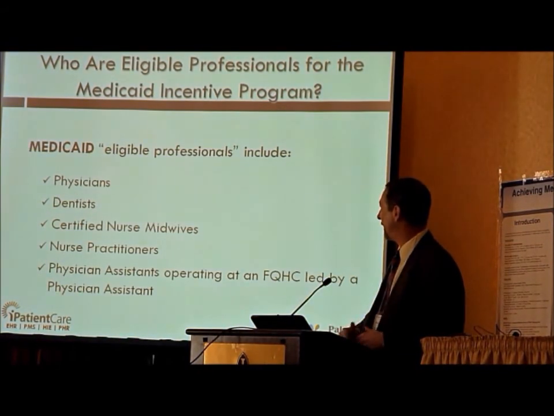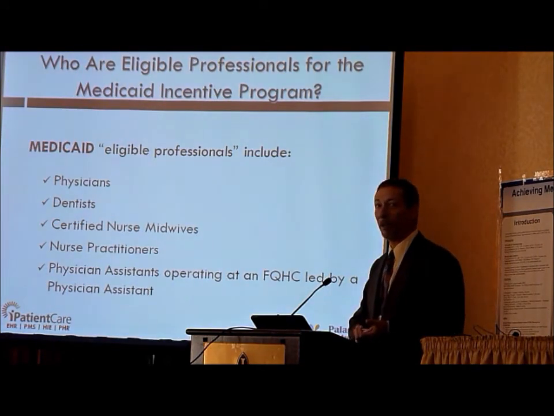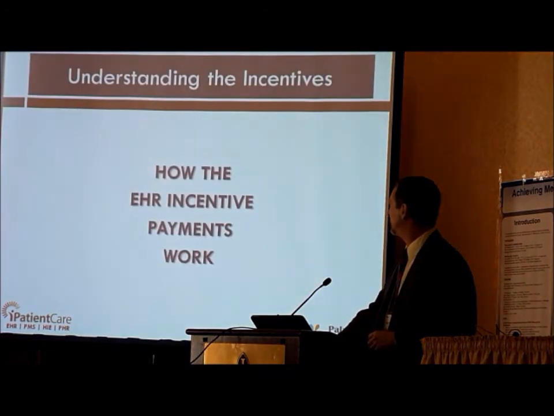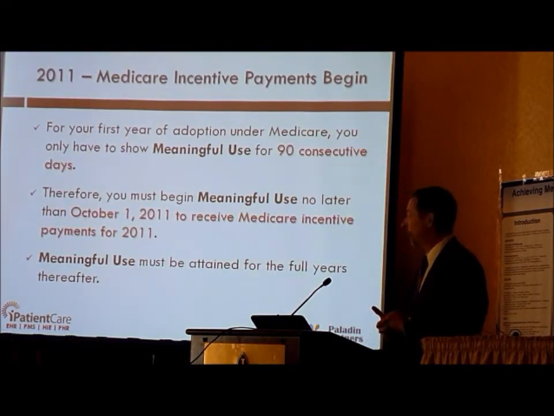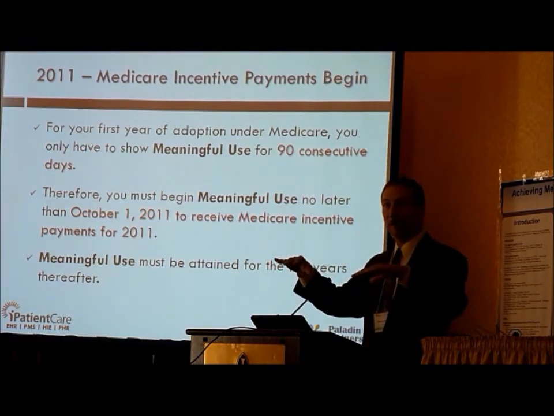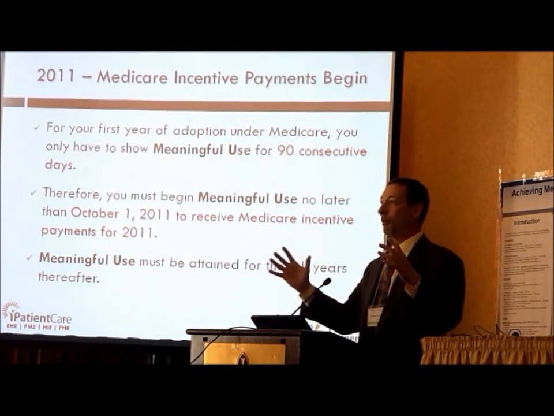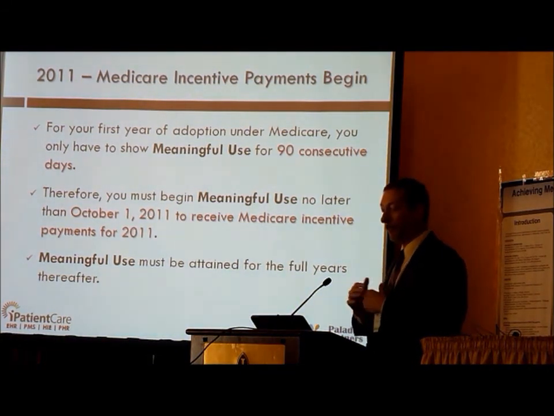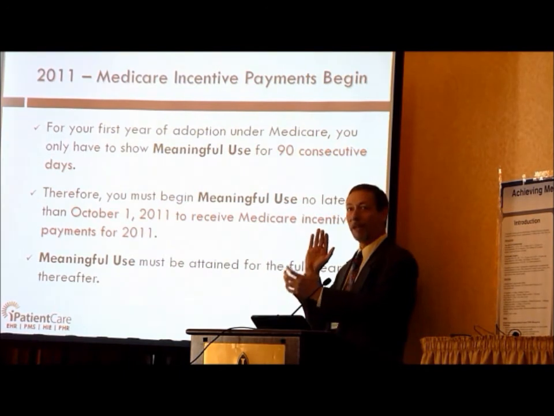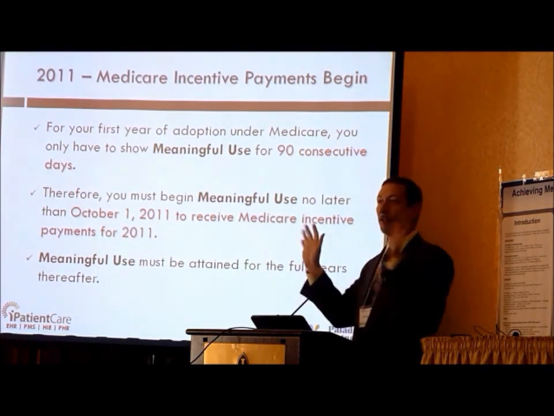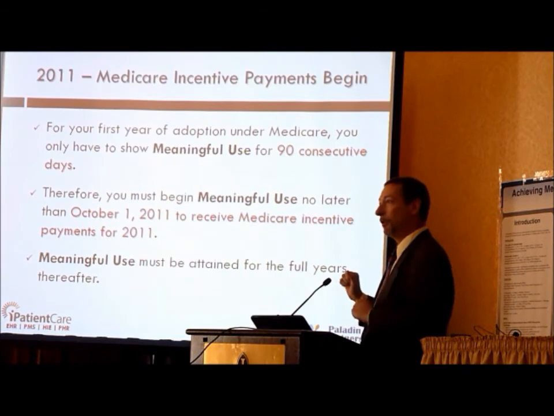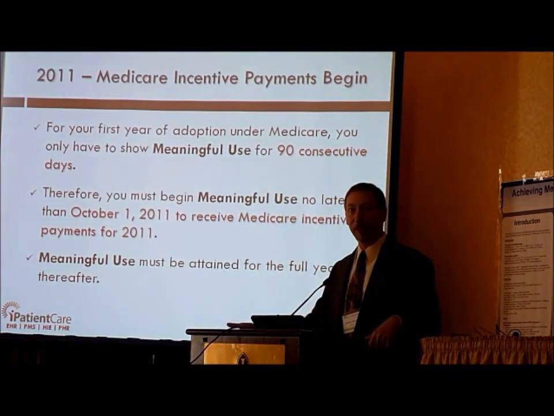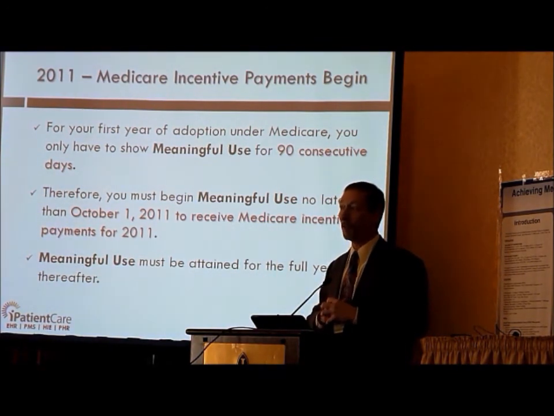A little bit different in Medicaid, allows for nurse practitioners and physician assistants. And here's how they work. If you want to apply under the Medicare policy, you need to show meaningful use for a 90-day period. At the end of the 90-day period, you will attest that you have been compliant and you're done. Every year thereafter, you have to be compliant for the entire year. If you fall off the bandwagon, you're done with the Medicare incentive program.